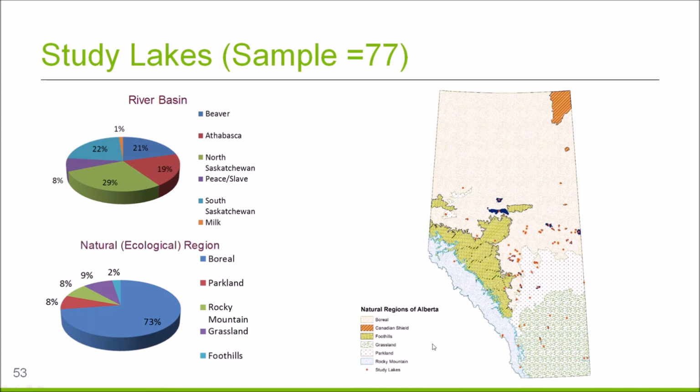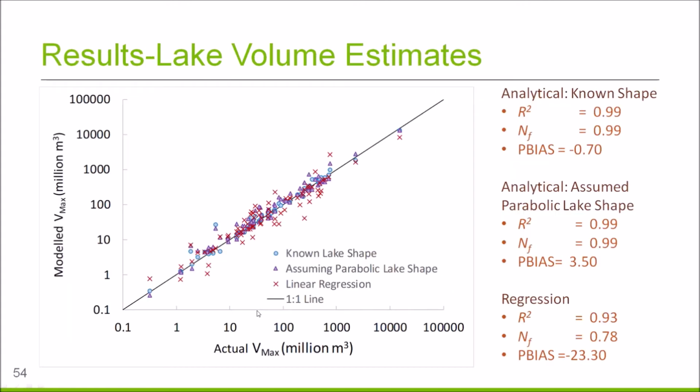And then again, we try to apply this whole thing for our study lakes, which number 77, and this map is just showing you where all those lakes are located. You can see that we took samples from all the river basins and also all the natural regions here. And basically this plot is showing a combination of everything.